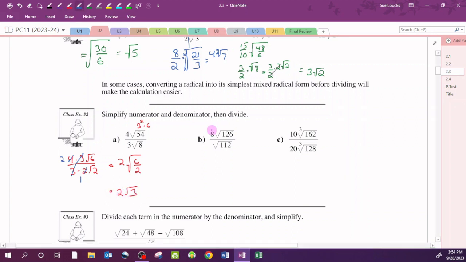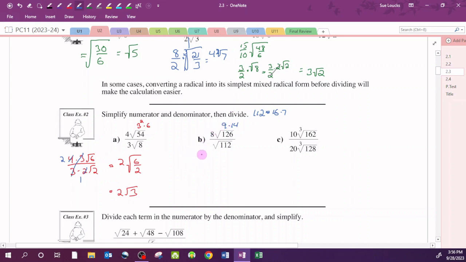There we go. Okay, this one again, 126 divided by 112, that doesn't simplify easily. So let's simplify the numerator. 126 is 9 times 14, and 112 is 16 times 7. And of course, use whatever method you have to simplify these. I'm sort of glossing over that because those are things you're supposed to be able to do at this point.